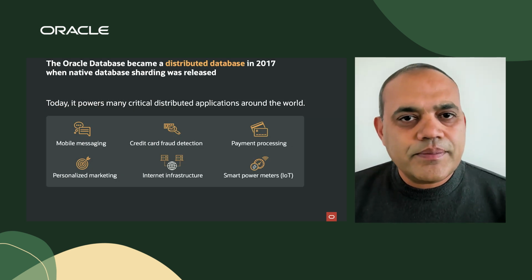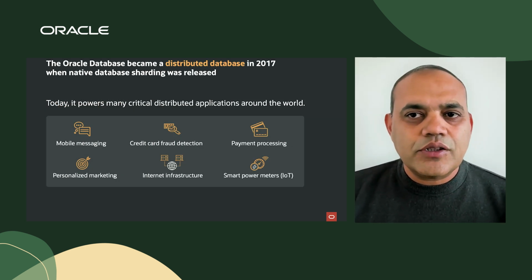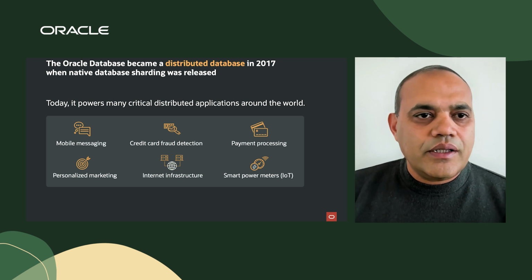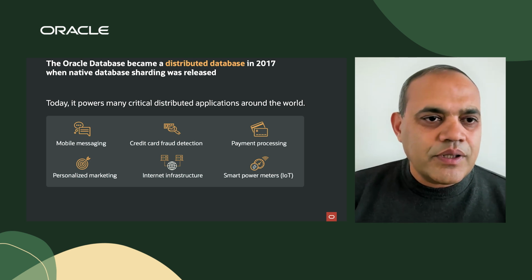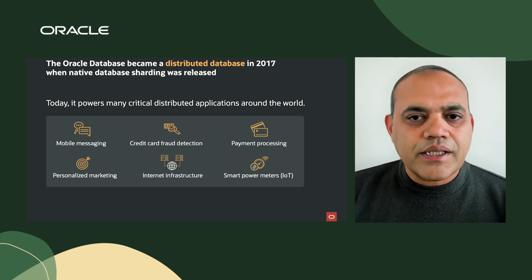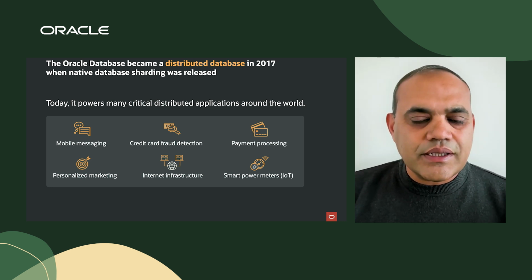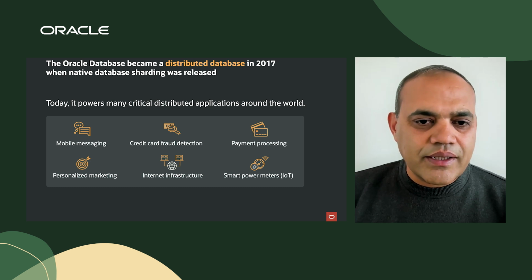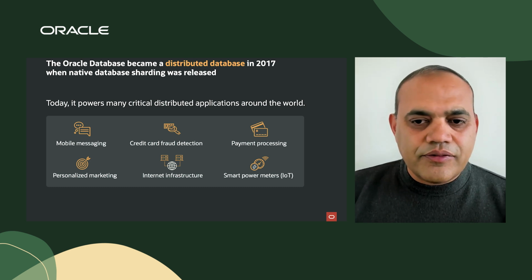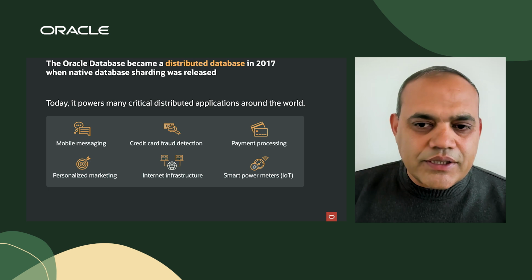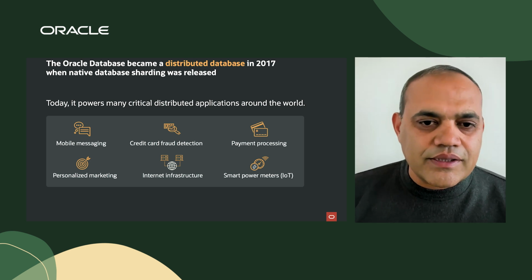Oracle database became a distributed database in 2017 when the native database sharding was released. Today, it powers many critical distributed applications around the world, like mobile messaging, credit card fraud detection, global payment processing, personalized marketing, internet infrastructure, smart power meters, where you have more like Internet of Things like applications.